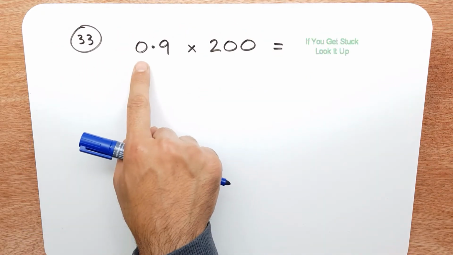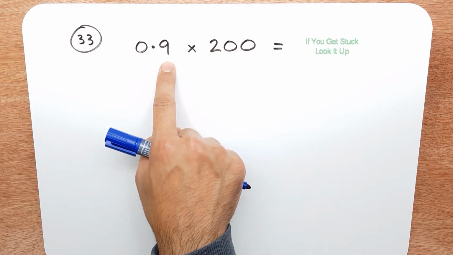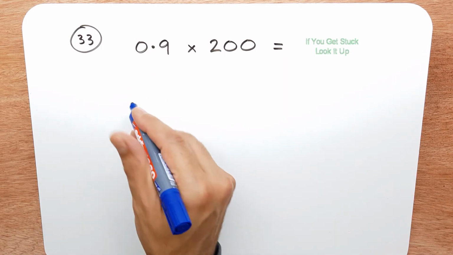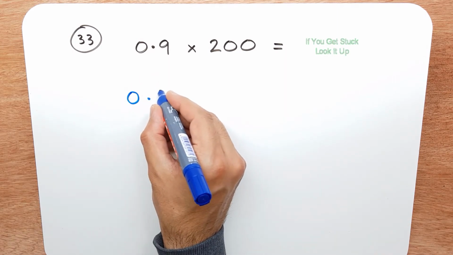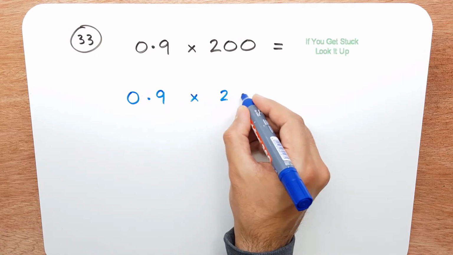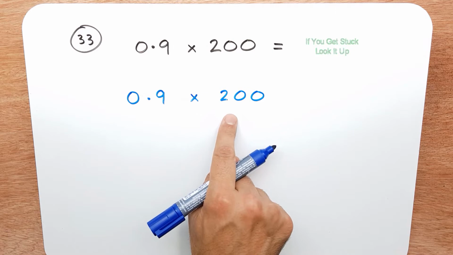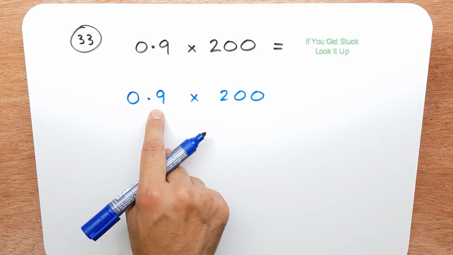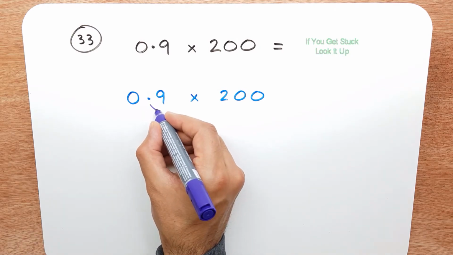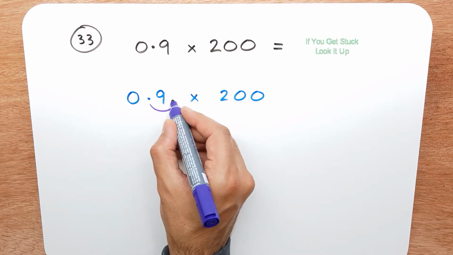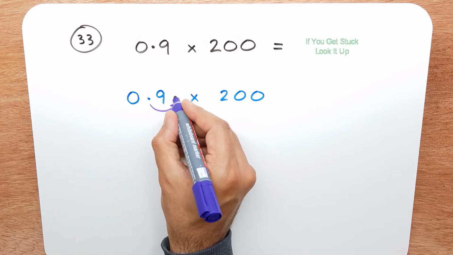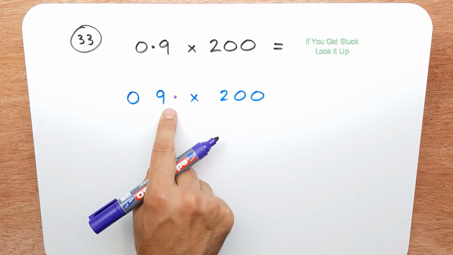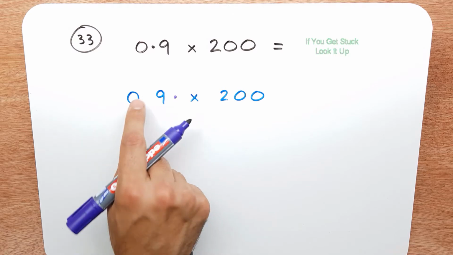Question 33, we're given 0.9 times 200. So what we can do is, now there's many ways of doing this, what we can do is turn this into a whole number. So if I move the decimal point that way to there, this number becomes 9. So this 0 can disappear.